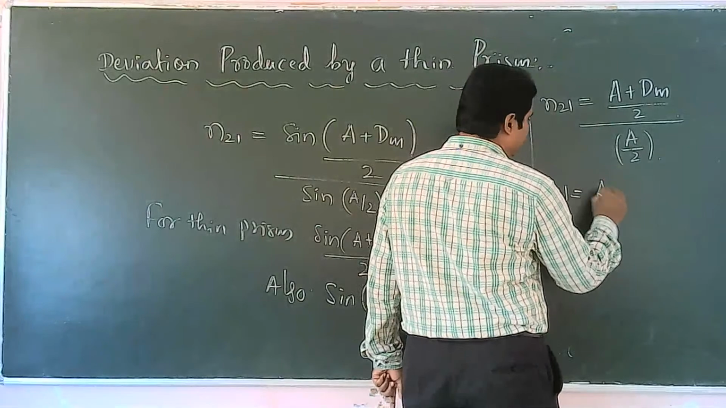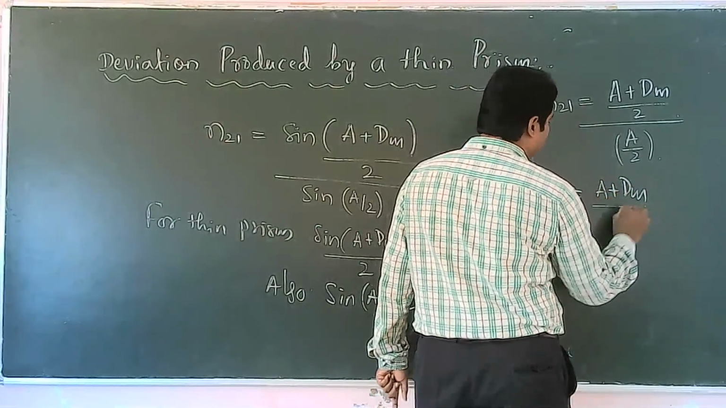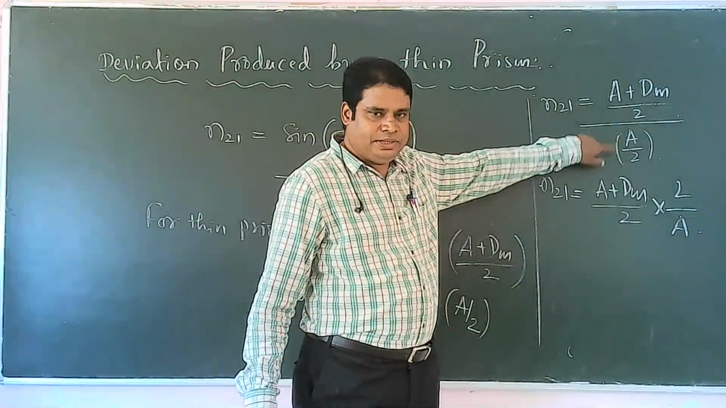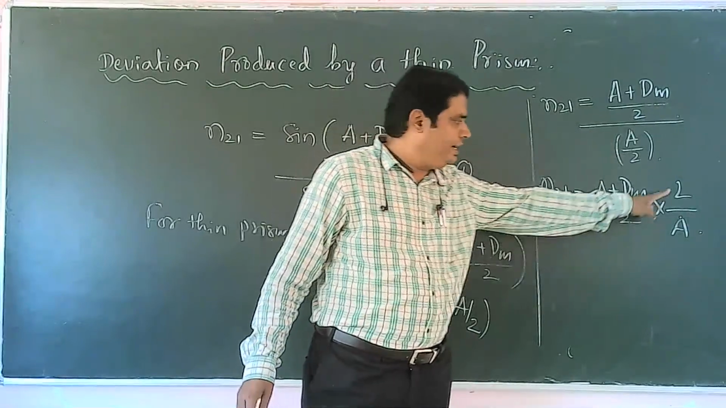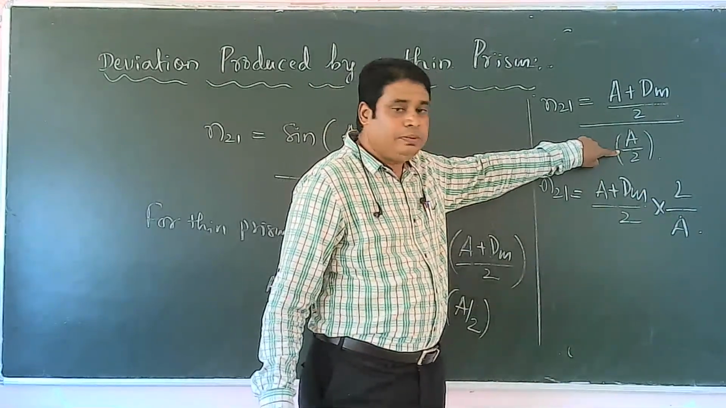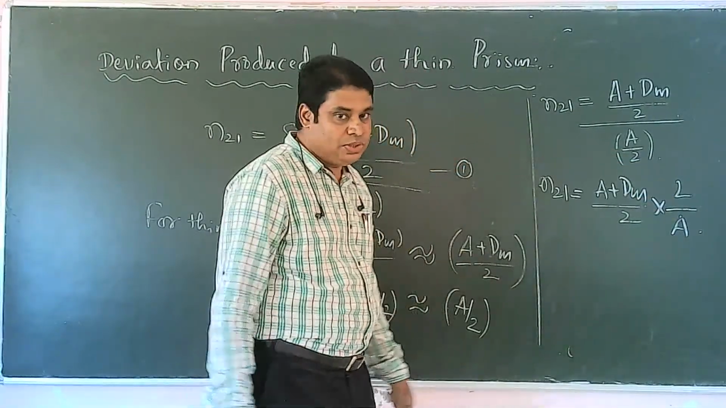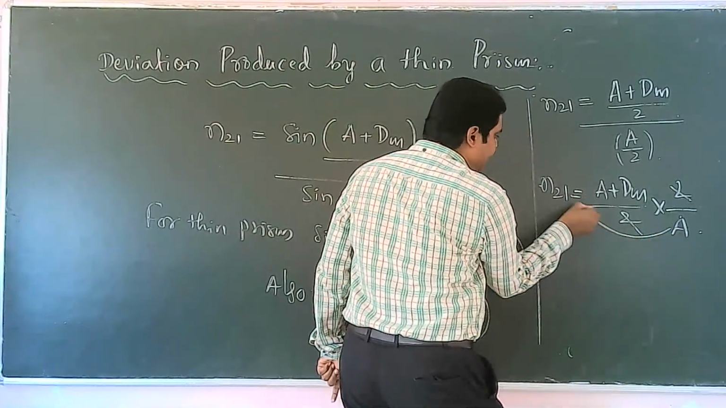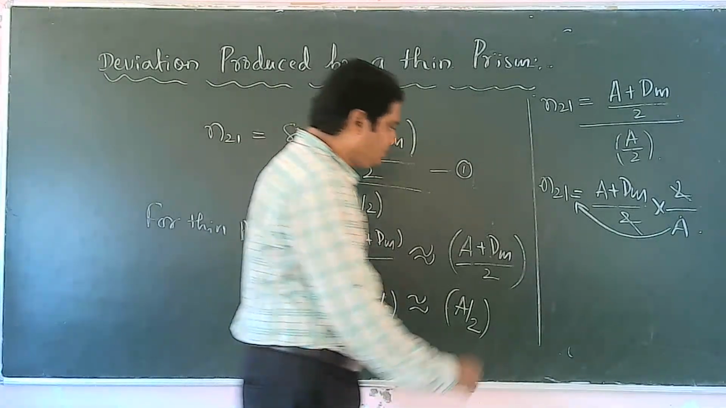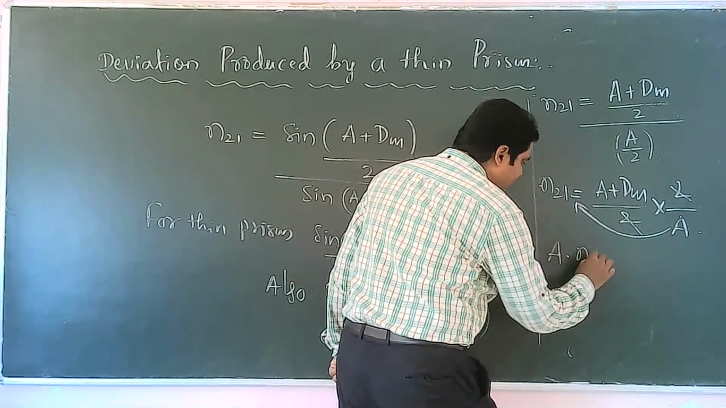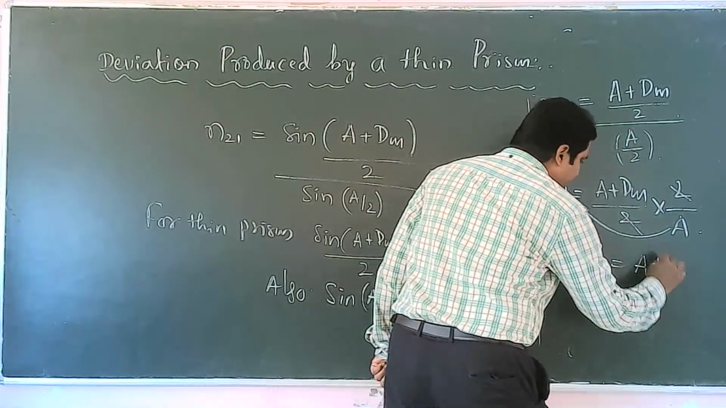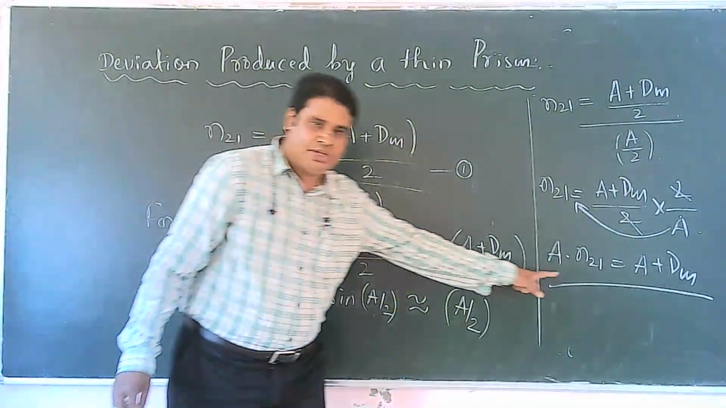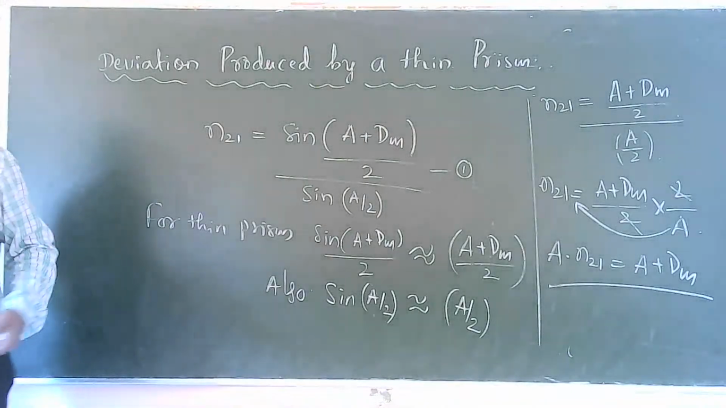So n21 is equal to (A plus dm) by 2 into 2 by A. I can take the reciprocal of this denominator, A by 2, as 2 by A. So you can cancel the 2s, and cross multiply this A. What we get is A into n21 is equal to A plus dm. This is the equation we get.